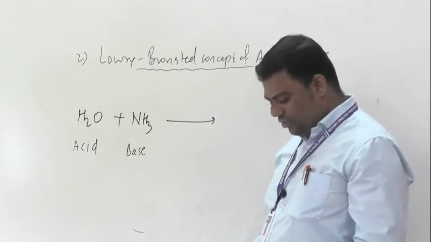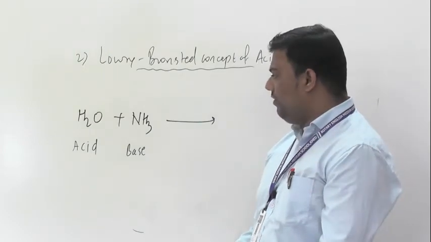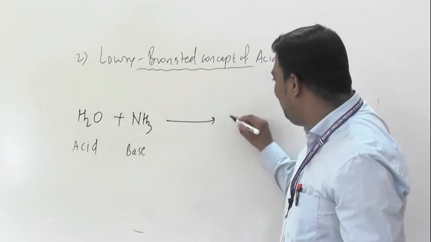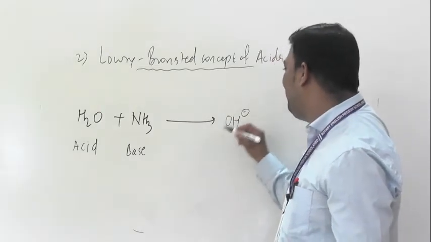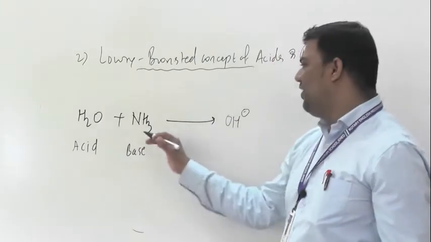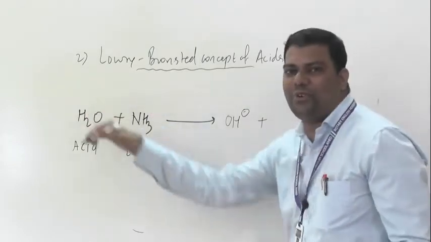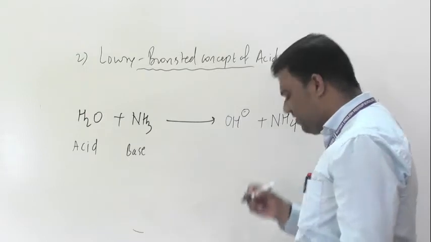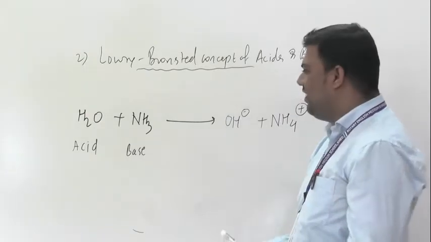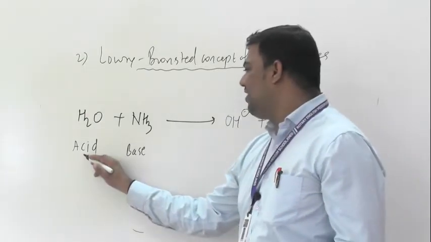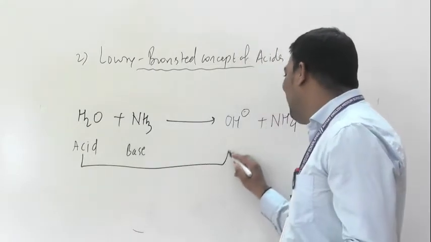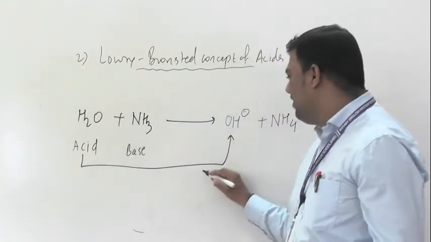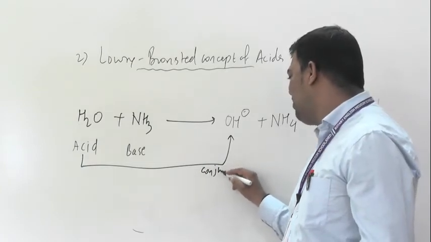Understood. So here, what will happen? As you know, acids are proton donors. So if water donates one proton, it becomes OH minus. And your ammonia will take that proton and become NH4 plus. So beta, whatever these acids are producing, OH minus is hydroxide ion, which means base. So acid is what here?